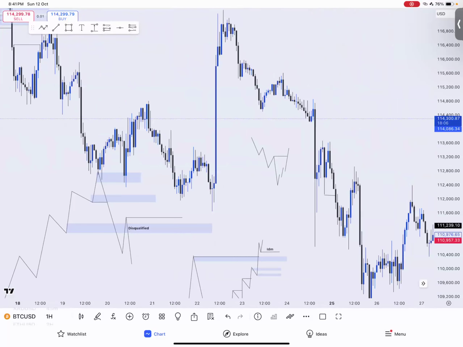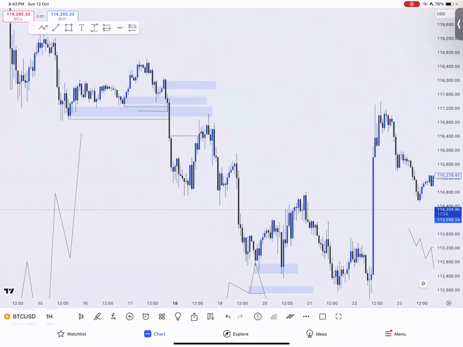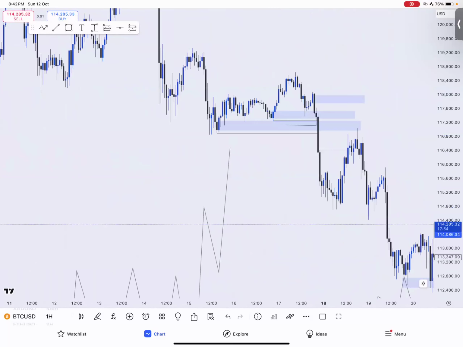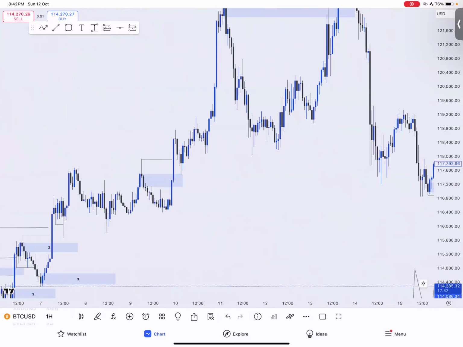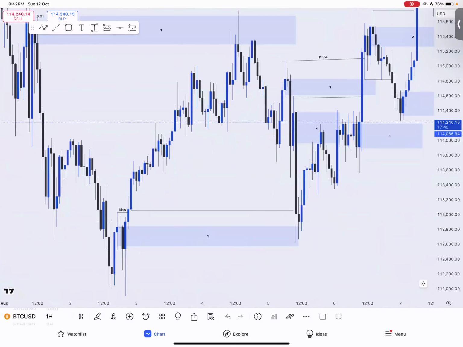So it means that any point of interest you're looking to pick, ensure that when market was creating your inducement, it did not touch that point of interest at all. That is what makes a point of interest valid. It needs to be unmitigated. So for example, when market was creating our inducements, remember, mitigation is only valid when it happens after a market structure shift or a double break of structure.